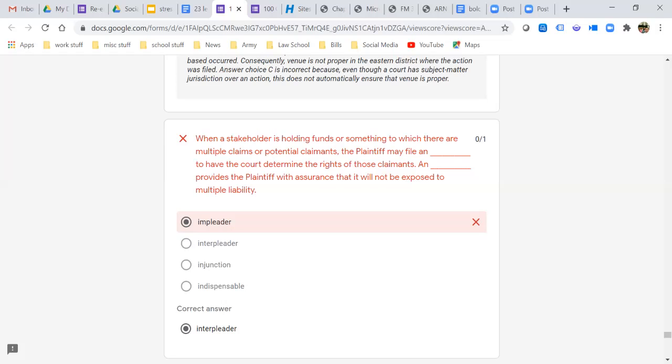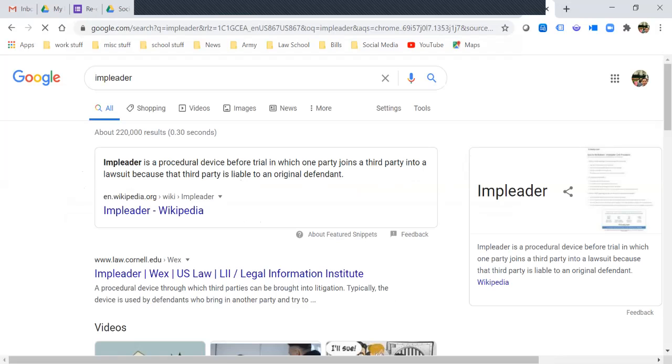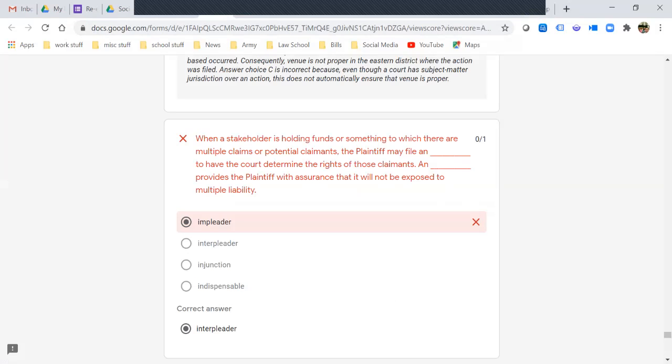Impleader is something different. And we can look that up real quick. Right, so impleader is when you join a third party to the lawsuit. So try to know that you need to memorize the difference between those. Interpleader is when you're holding money and you don't know who to give the money to, so you file an interpleader. An impleader is when you're trying to bring an outside third party to the lawsuit.